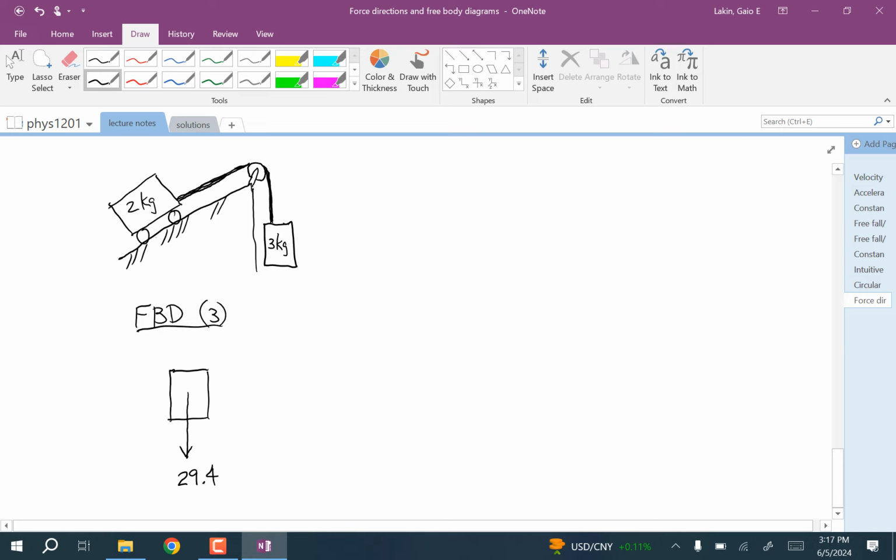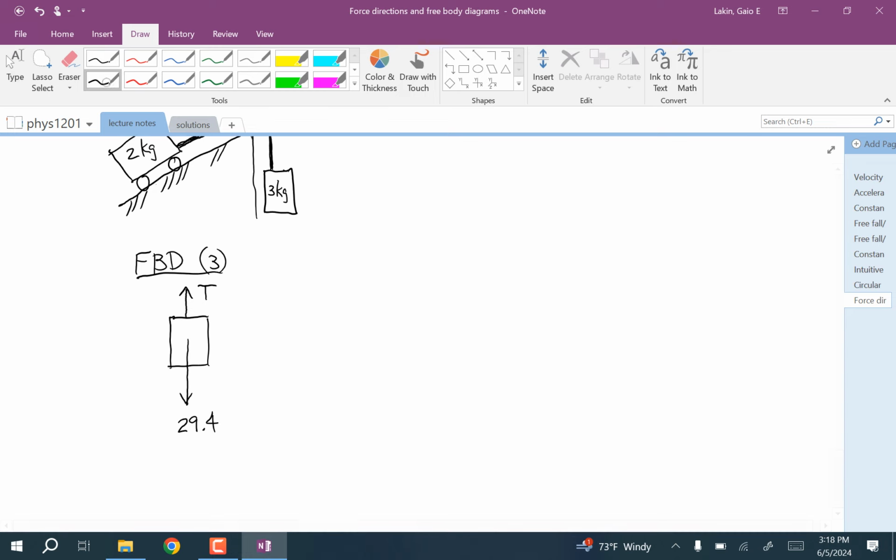And anytime you have a cable, it's a pulling force. So the rule is parallel to the cable, away from the body. And I'm usually going to denote pulling forces with the variable capital T for tension. And the tension itself is the magnitude of that pulling force. And that's all for the 3 kilograms. So now let's go to the 2 kilogram.